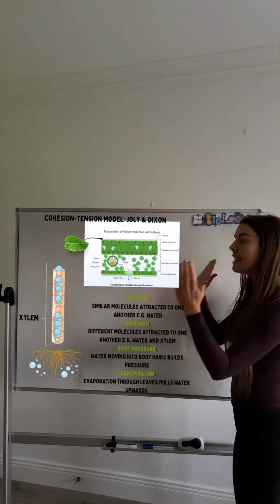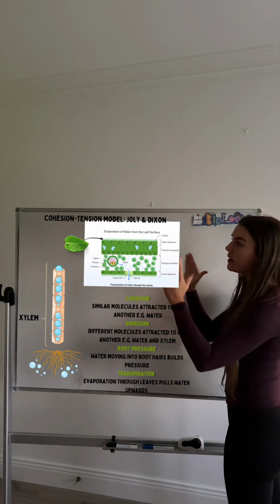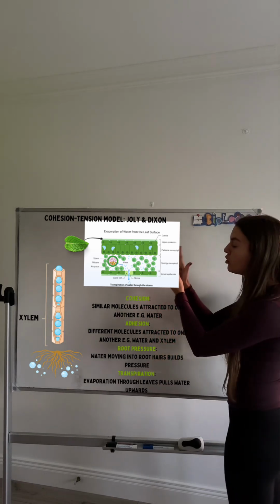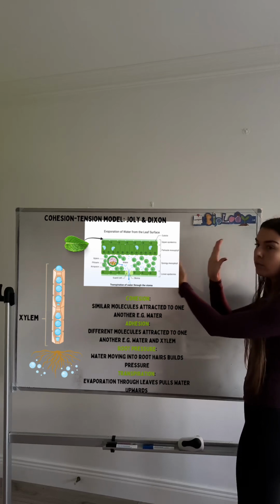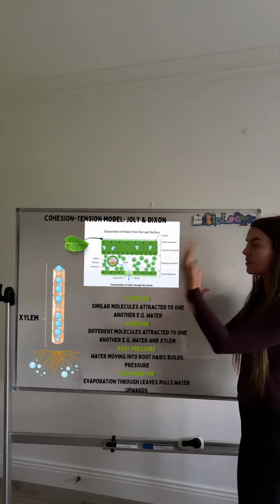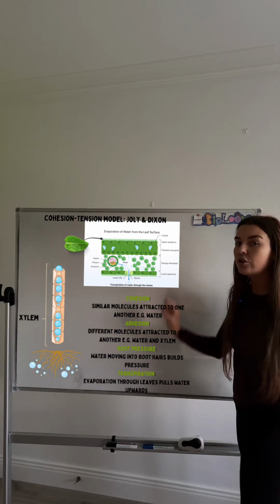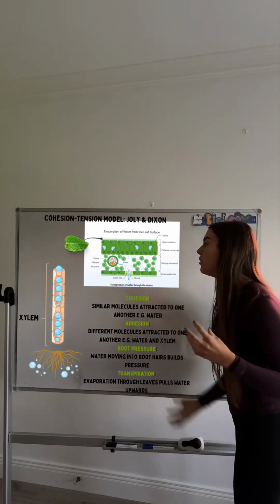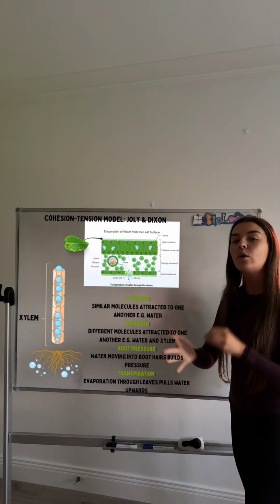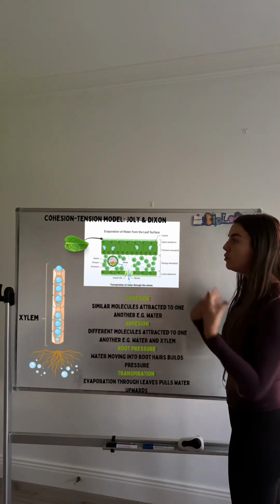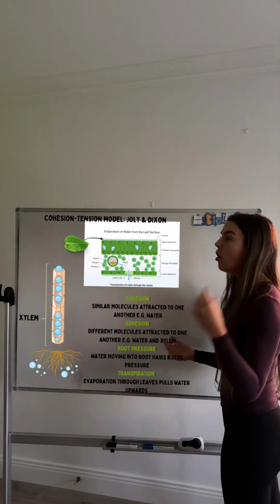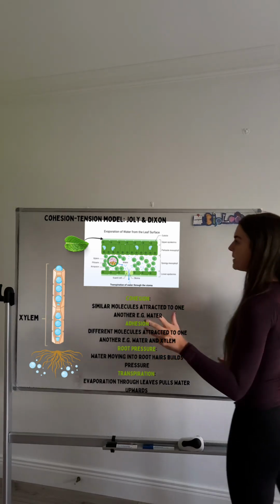Now the xylem are narrow and hollow, which is going to maintain that pressure. We also have adhesion. The water molecules stick to the xylem wall, different substances, water and xylem. So that's going to create the constant column of water, which is going to allow water to move up the plant. So that's the cohesion tension model, and you need to know the scientists responsible: Joly and Henry Dixon, or you can say Joly and Dixon is absolutely fine.